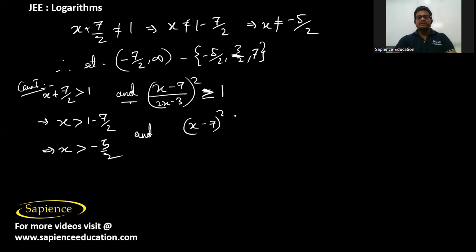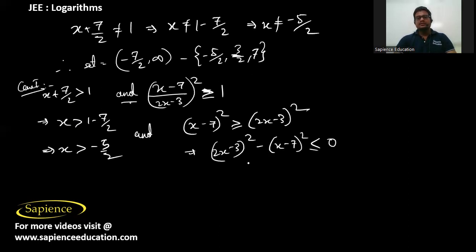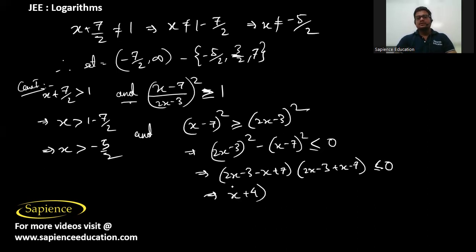So x minus 7 whole square should be greater than or equal to 2x minus 3 whole square. It means 2x minus 3 whole square minus x minus 7 whole square should be less than or equal to 0. If we factorize it, we get 2x minus 3 minus x plus 7 into 2x minus 3 plus x minus 7, less than or equal to 0. So it means x plus 4 into 3x minus 10 should be less than or equal to 0.